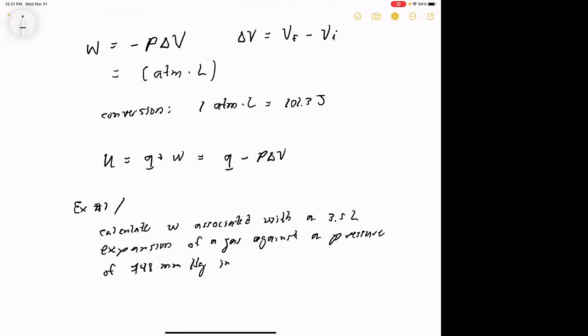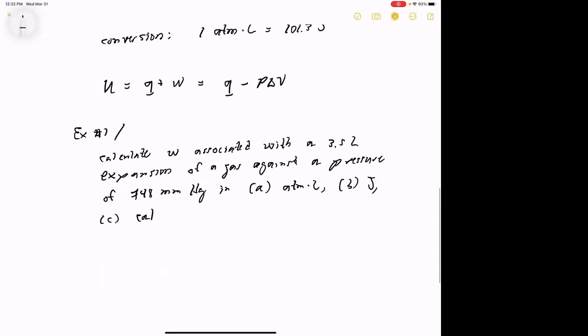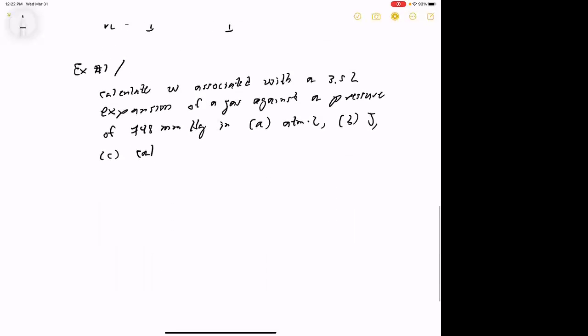And we want to do it 3 ways. We first want to do it in terms of atmosphere liters. Then we want to convert it to joules. And then finally, there's another unit of energy that we often see called the calorie. That's a small cal as opposed to a big Cal. So we'll just look at all of these options here.